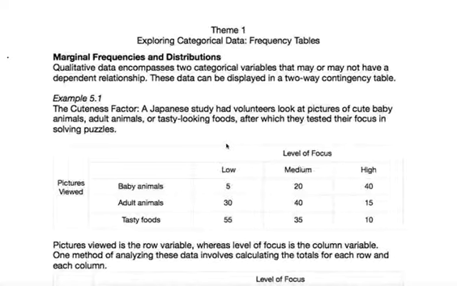This video discusses exploring categorical data, specifically frequency tables. So the first thing we're going to talk about is marginal frequencies and distributions.